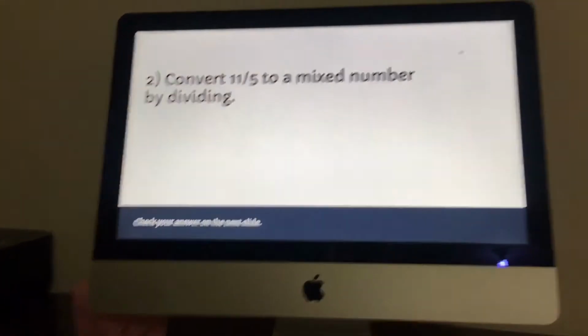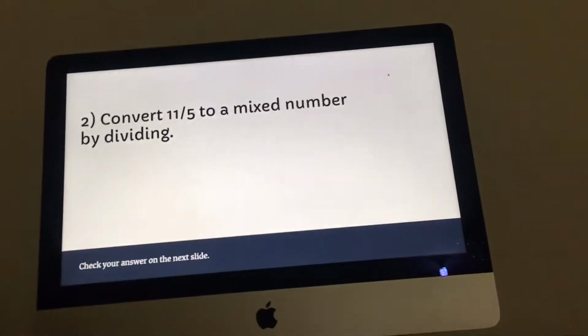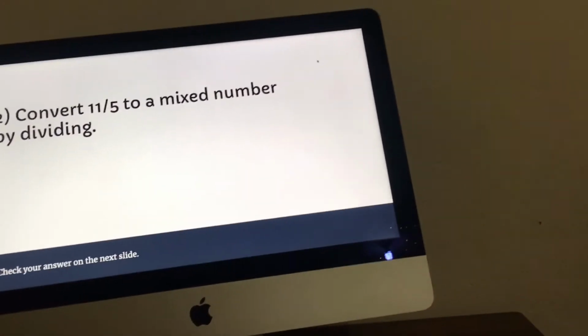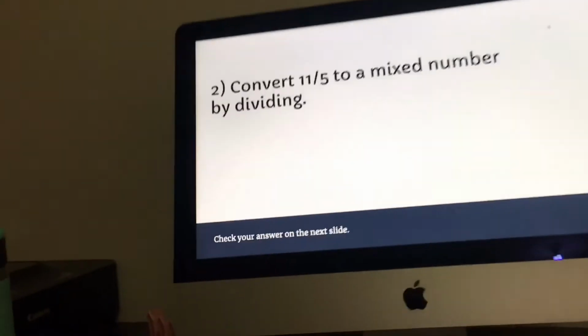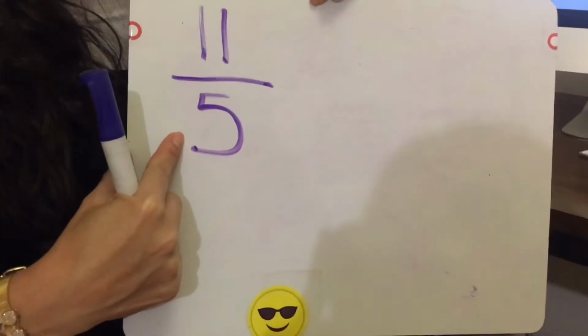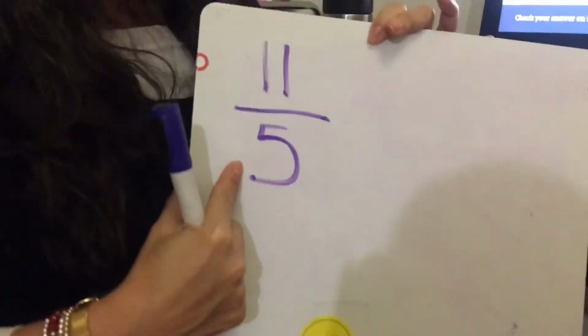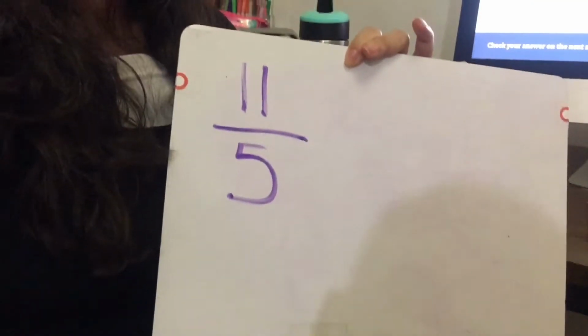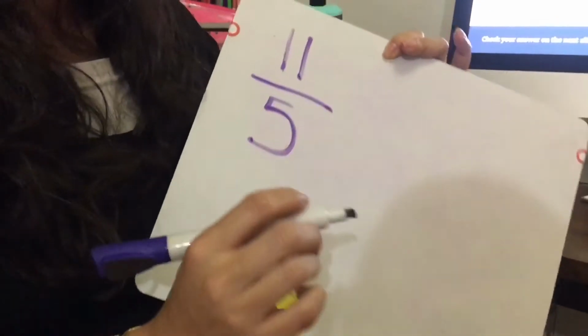Convert 11/5 to a mixed number by dividing. Okay, so let's begin. 11/5. This is an improper fraction. The numerator is greater than the denominator, right, guys? So it's improper. I need to convert it to a mixed number by dividing.